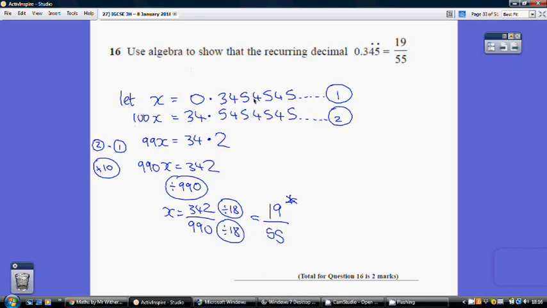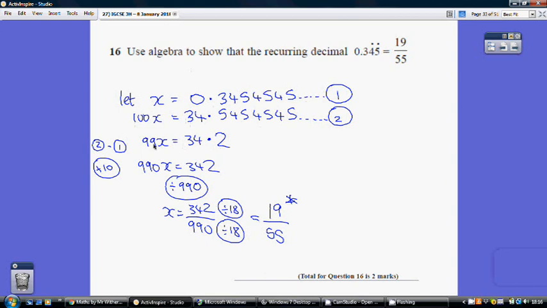34.545454 and so on. And what you'll see now is once we get to the second decimal point onwards, the recurring numbers are lined up. So now if we do equation 2 take away equation 1, we're going to get 100x take away x, which is 99x, and 34.5 take away 0.3, which is 34.2.